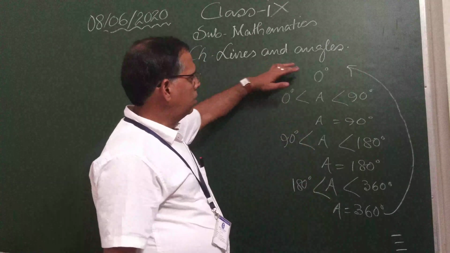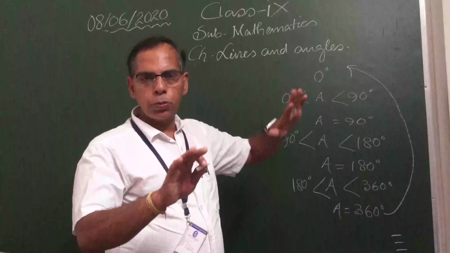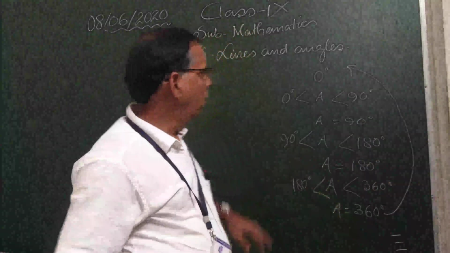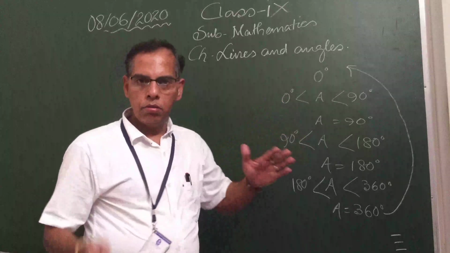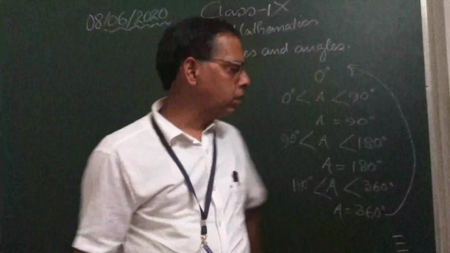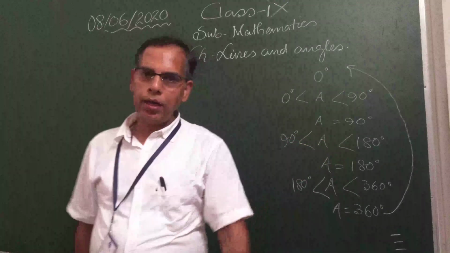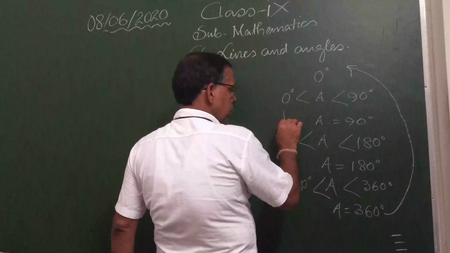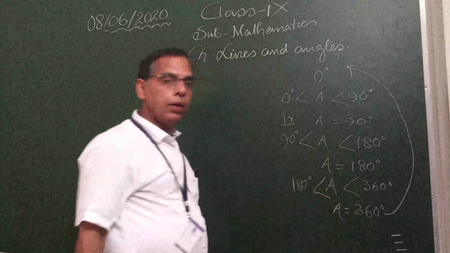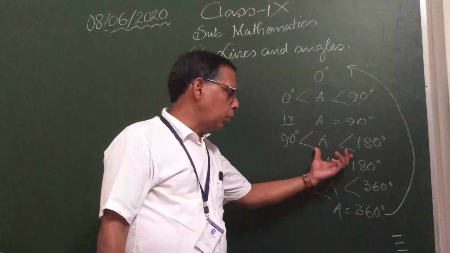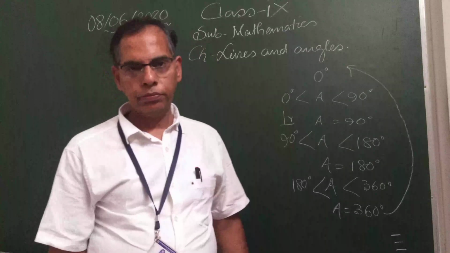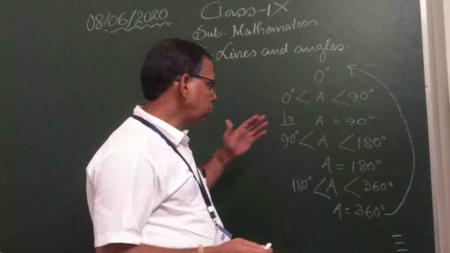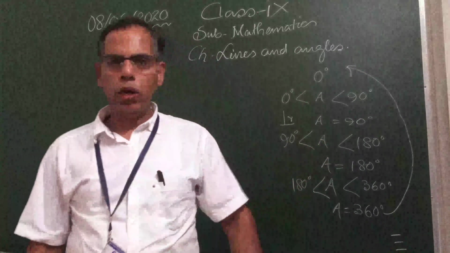How many angles? 0 degree, so there is no special name because there is no deflection of the ray. Then acute angle, greater than 0 degree, less than 90 degree. If equal to 90 degree, then right angle. What is the symbol to represent a right angle? This is the symbol, that is perpendicular. Then we have seen the obtuse angle. What is the measure? Greater than 90 degree, less than 180 degree.